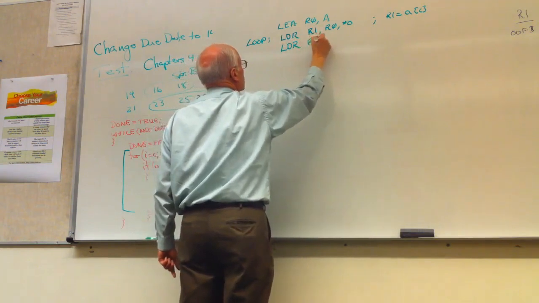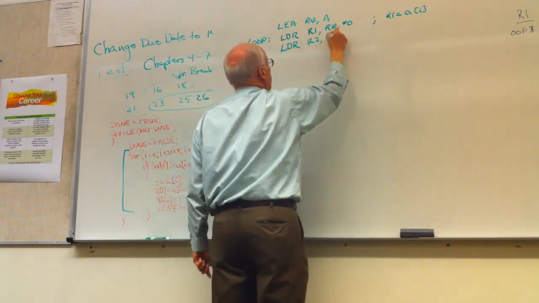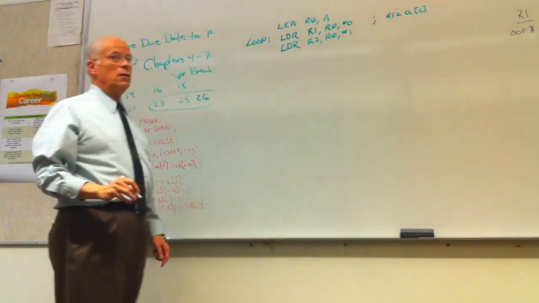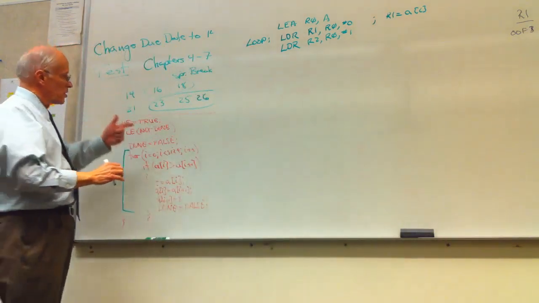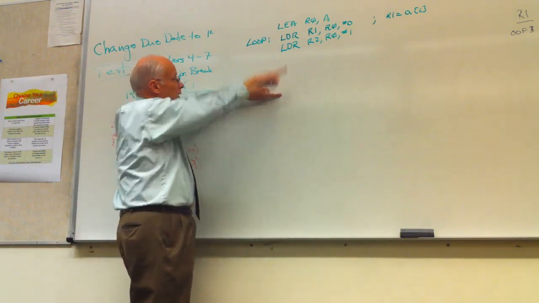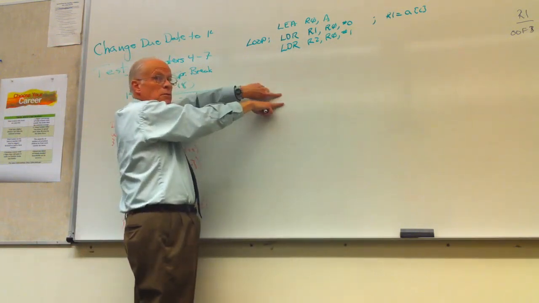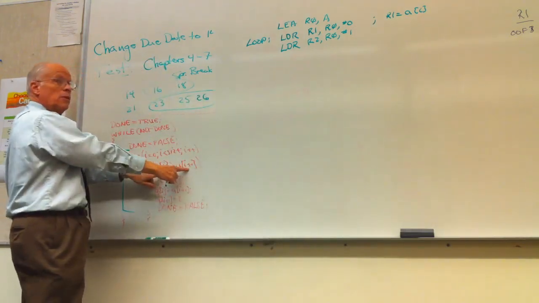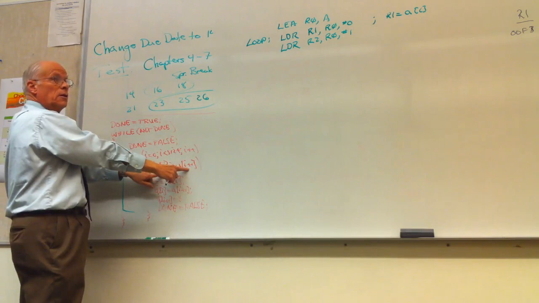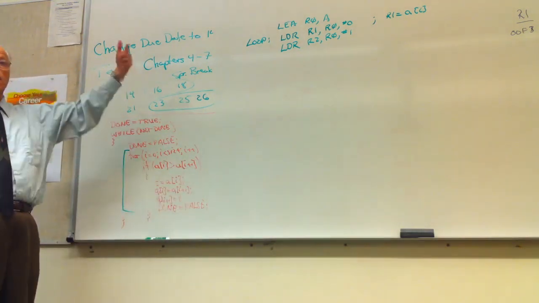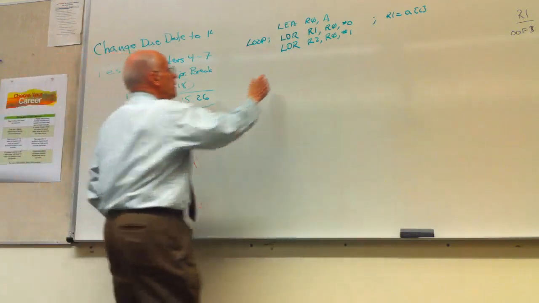Then I'll load register 2 using an offset of 1. So the 0 gets me one memory location, A[i]. Adding 1 gives me the next one. So I'm looking at 2 adjacent memory locations. Now I can do the trick we just did here to compare those.